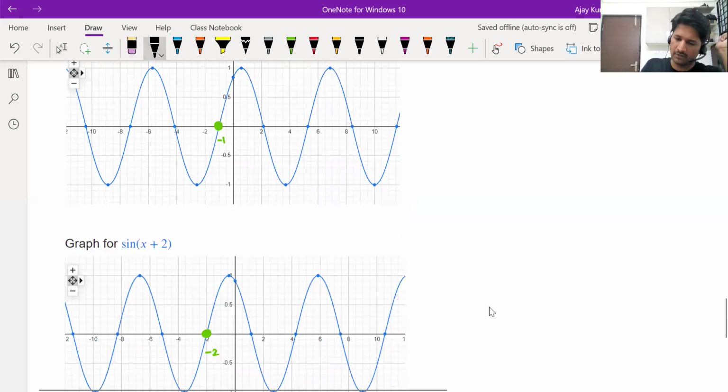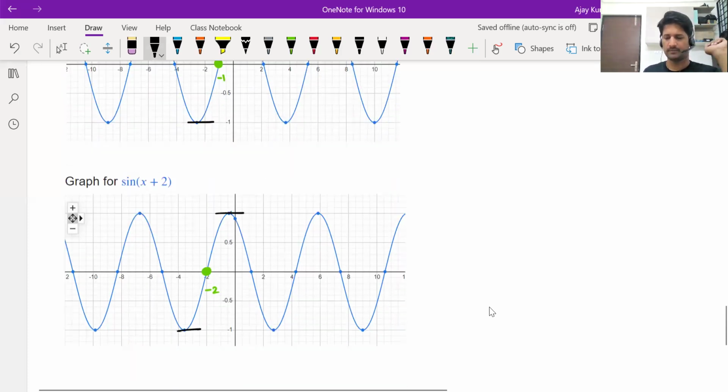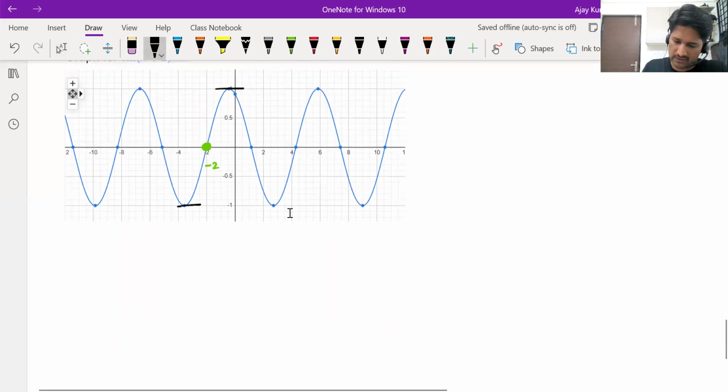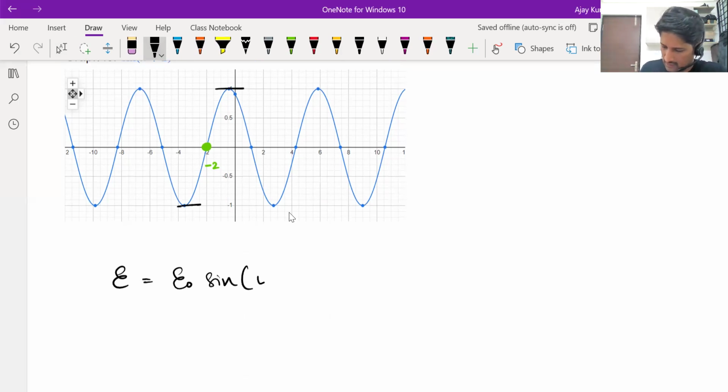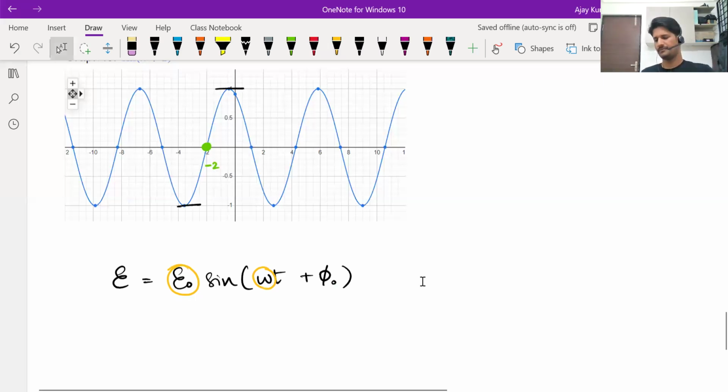Yes, sir. The peak value here is still +1. Negative peak is -1. Positive peak +1. It only adjusts the position of the graph along the x-axis. That's all. So you can say that the general equation for alternating EMF is E naught sine omega t plus phi, or phi naught, you can call it whatever you want. But irrespective of that constant, frequency and time period always depend on this omega. Peak value always depends on this E naught.